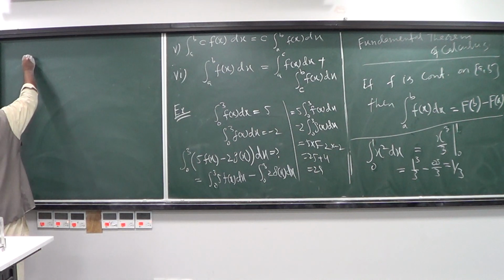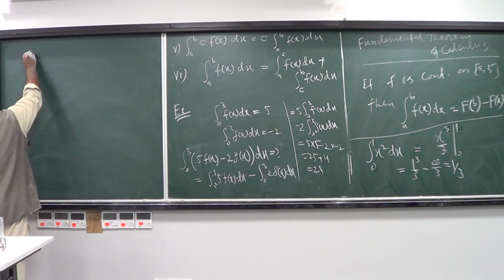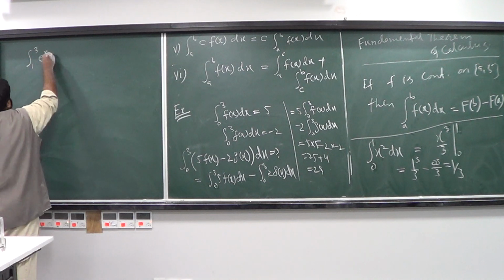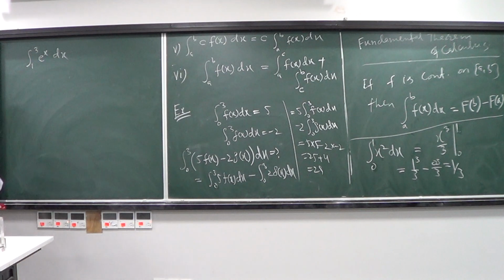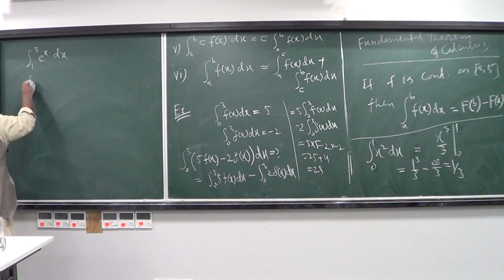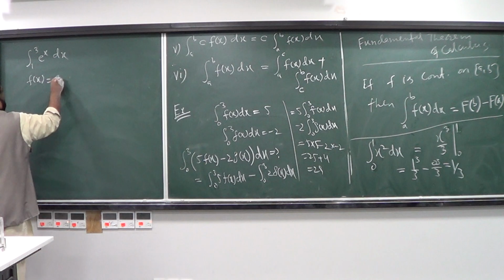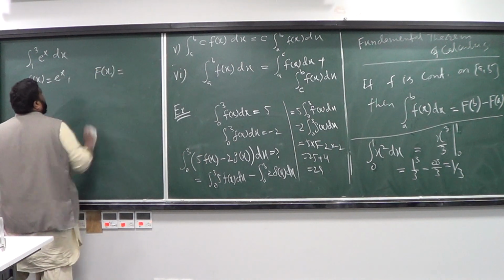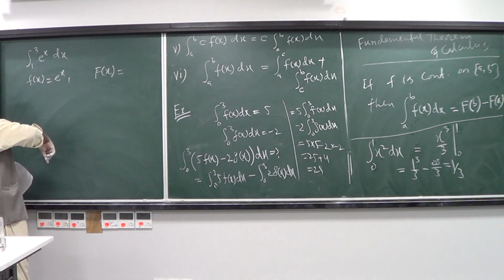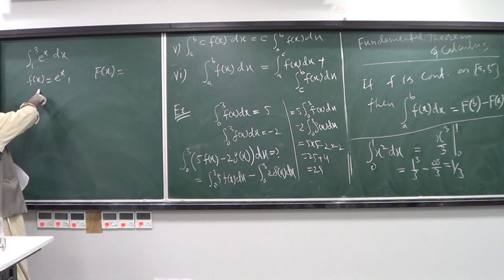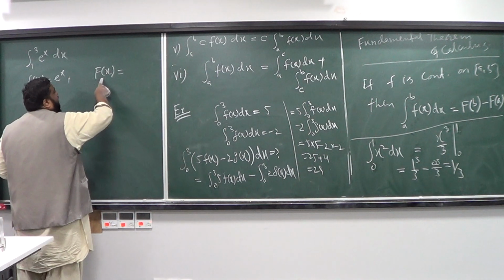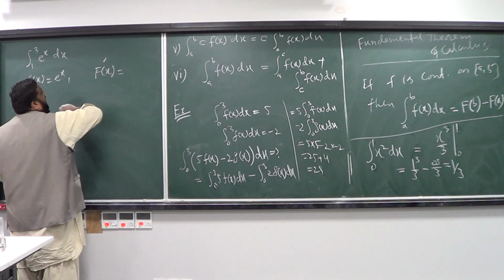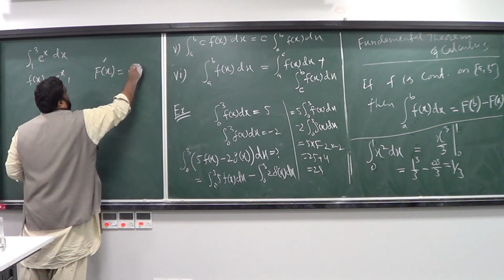So for example, if I have to find the integral from 1 to 3 of e to the x dx, my f of x is e to the x. So what would be the antiderivative? The antiderivative of the function is a function whose derivative is equal to this small f. If I differentiate that capital F, I must get f of x.